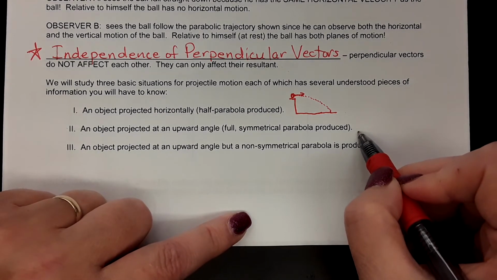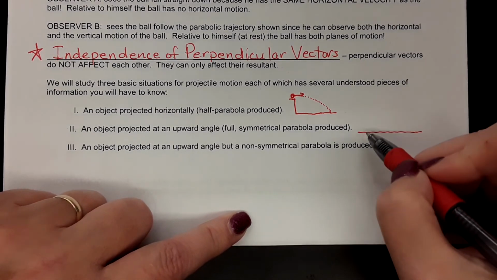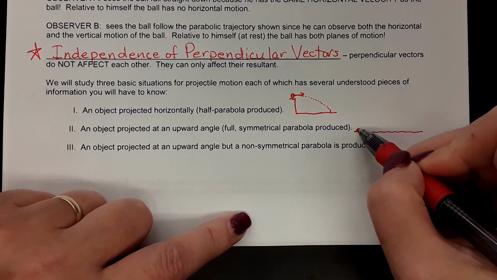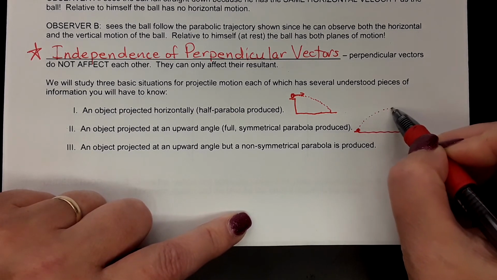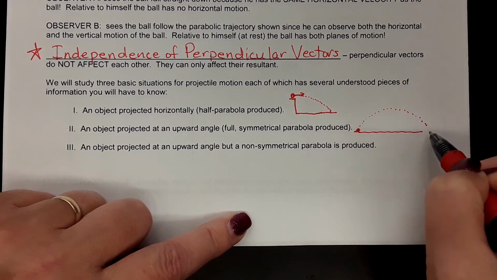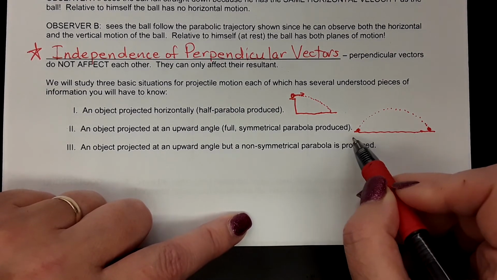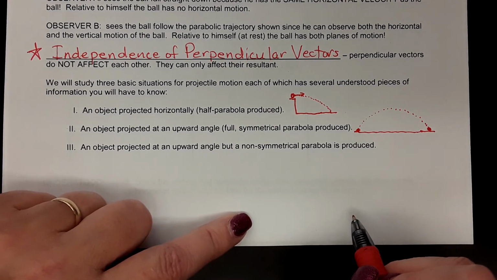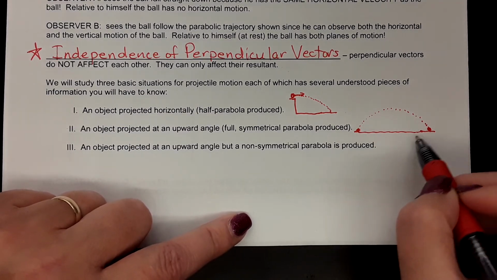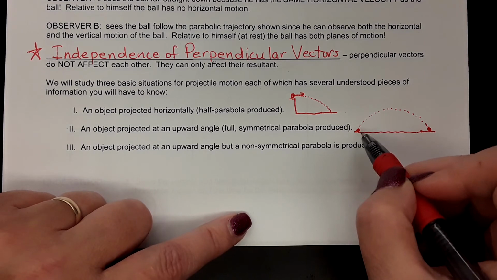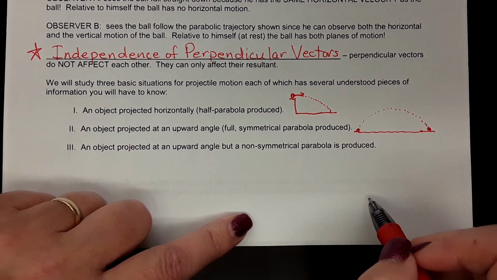Then we'll kick it up a notch, and we will look at full symmetrical parabolas, an object that's projected from the ground like a golf ball or maybe a football at kickoff, and it lands on the ground down along the horizontal ground right there. It lands and creates a full symmetrical parabola, okay?